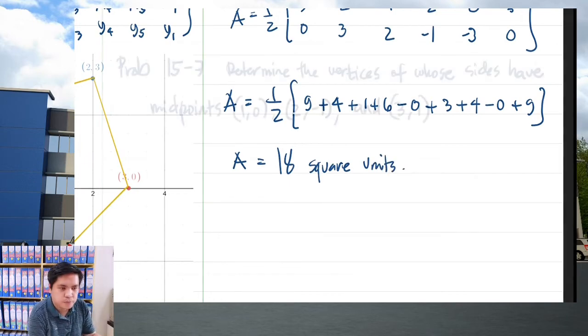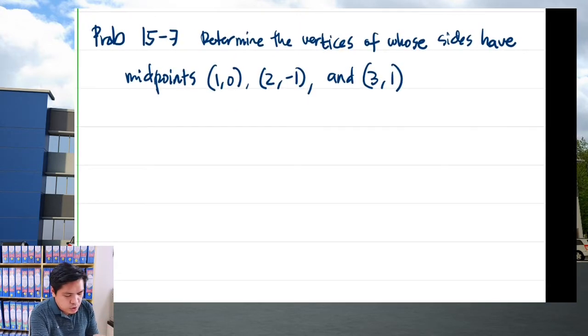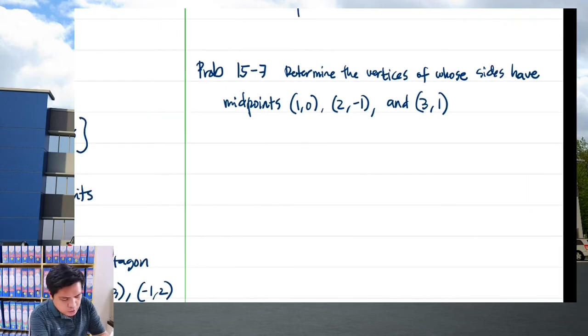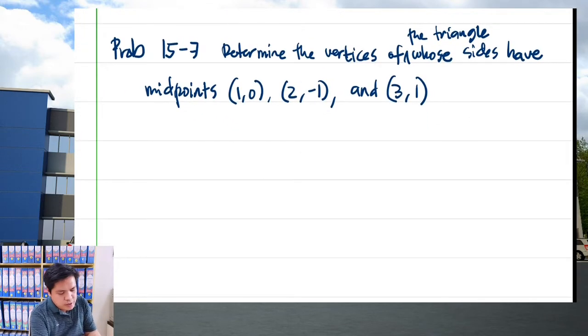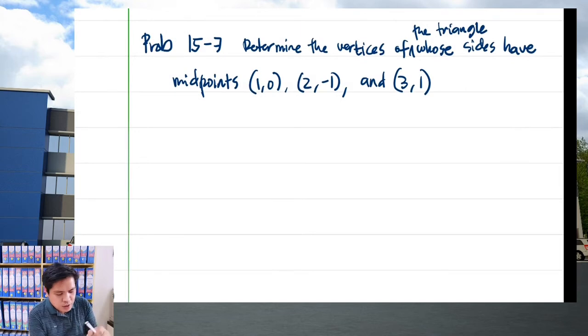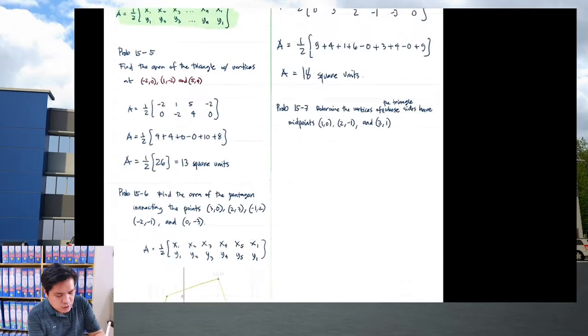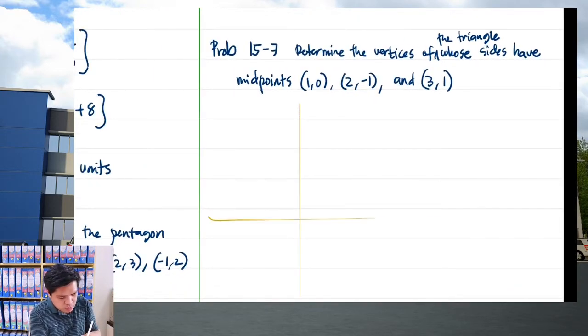Ganon siya kadali. Okay, suppose we have this problem 15-7. Determine the vertices of a triangle whose sides have midpoints 1, 0, 2, negative 1, and 3, 1. So, yung given dito is the midpoints of the sides of a triangle. So, hanapin natin what are the vertices of a triangle. I think this is very easy. Very easy pa rin. So, let's graph this first. So, I won't use Desmos anymore kasi madali lang naman to.